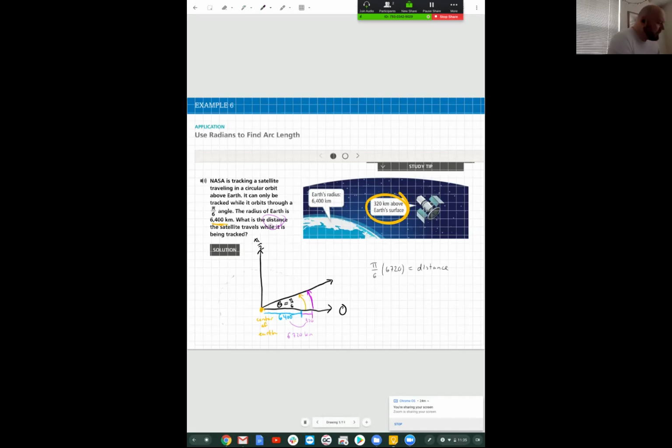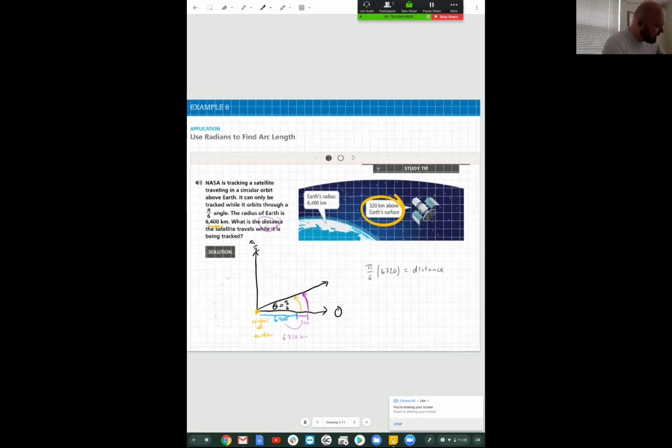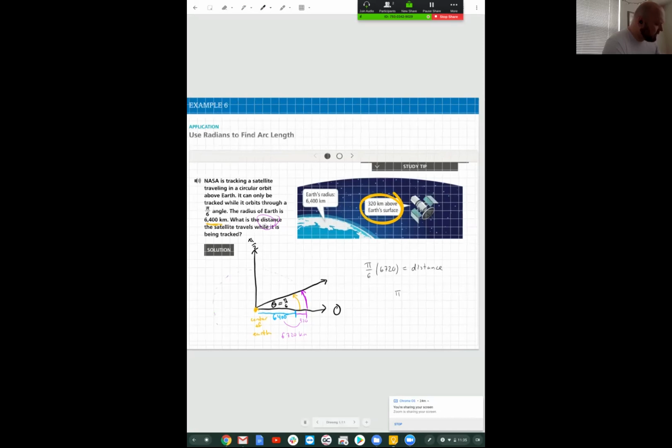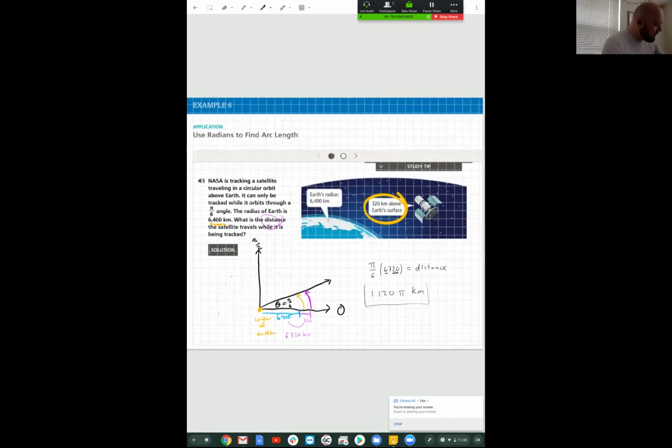I do know that 6 goes into this number 6720, and I know I'm going to have a pi left over. I know my distance is going to be in kilometers. 6,000 over 6 is 1,000. 720 over 6 is 120. So this is 1,120 pi kilometers, and that's the distance that the satellite has traveled.